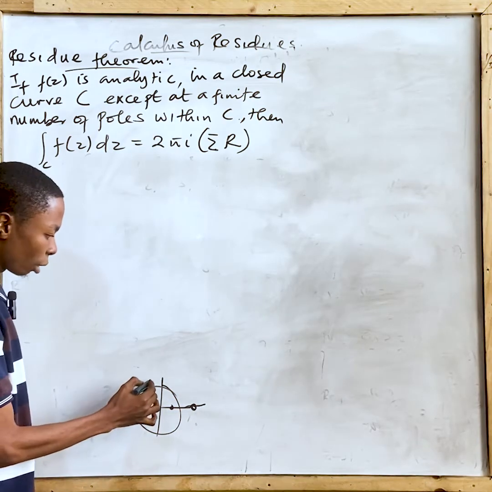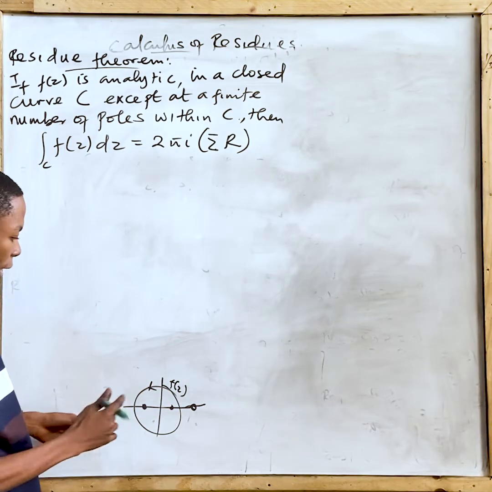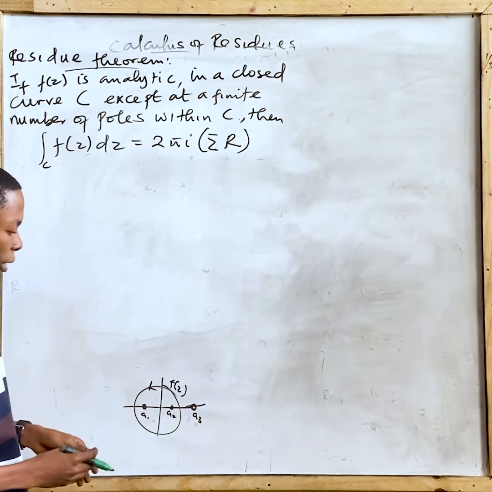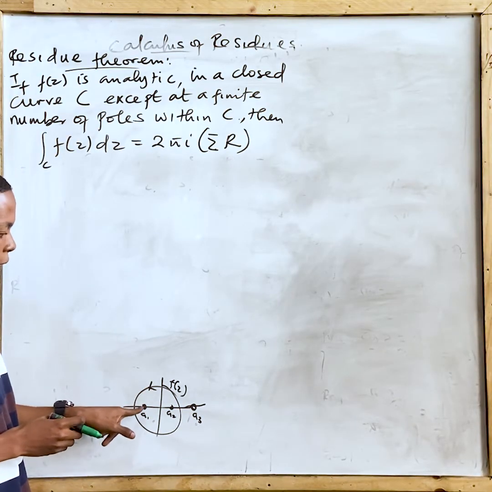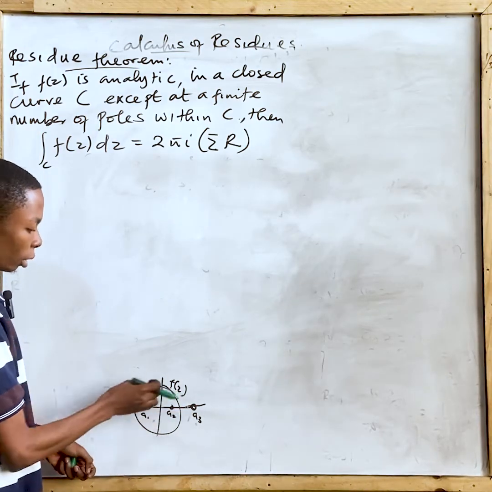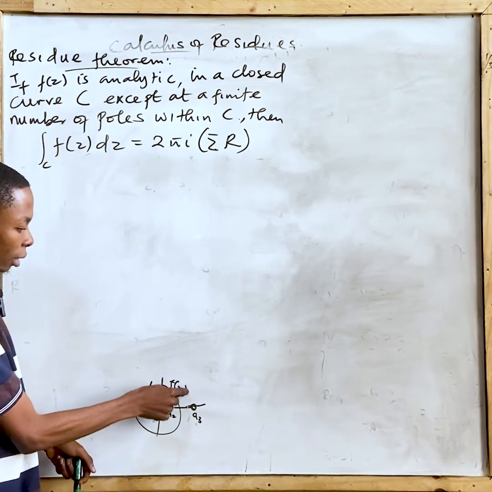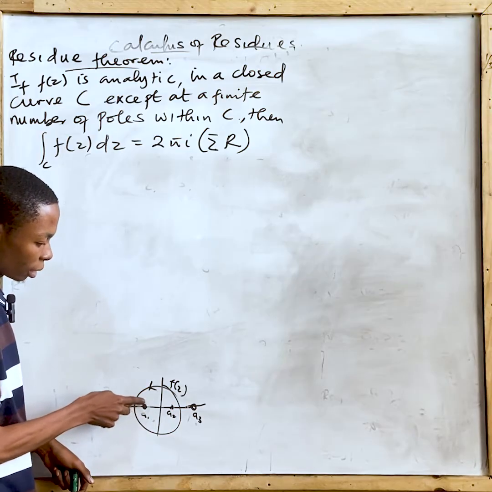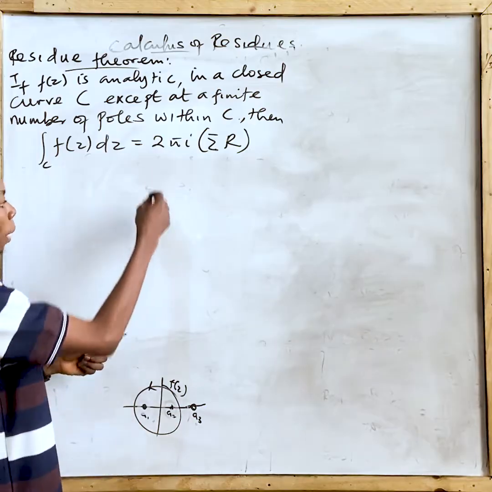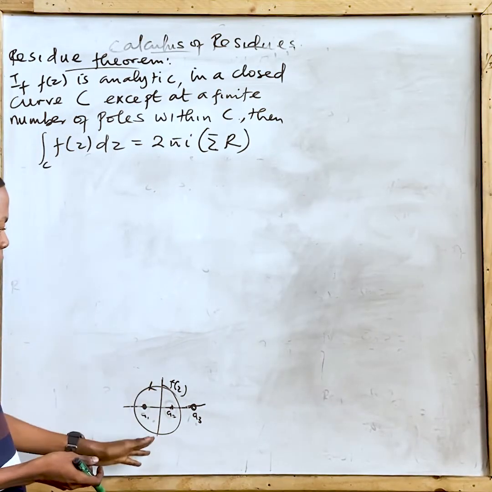So the integral of this function z, you observe that, let's say this is pole A1, pole A2, pole A3. You observe that it's only poles A1 and A2 that are within that curve. A3 is outside. Then the integral of this function will be the residue at A1 plus the residue at A2. We add them together and multiply by 2 pi i, where 2 pi i is just like moving around a circle, again in a closed curve.